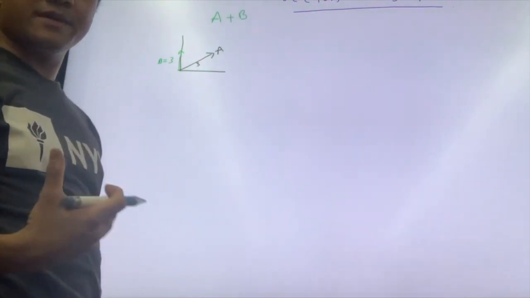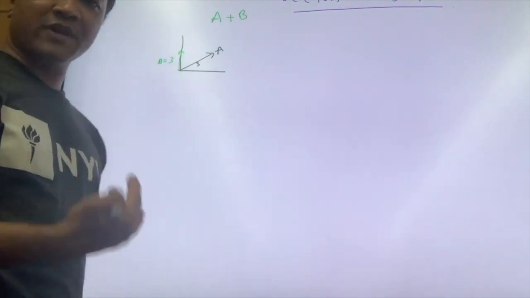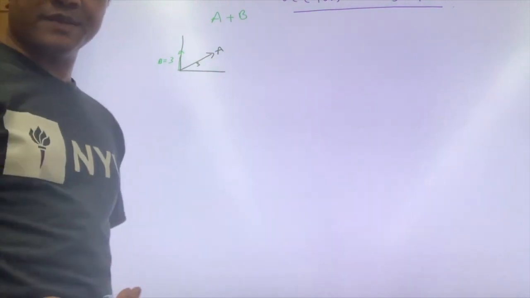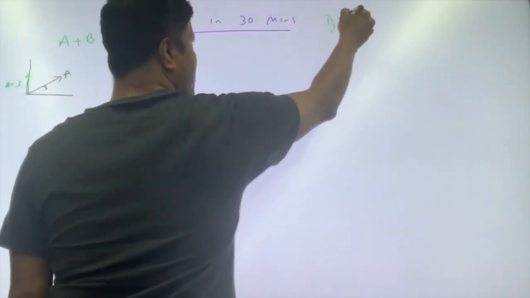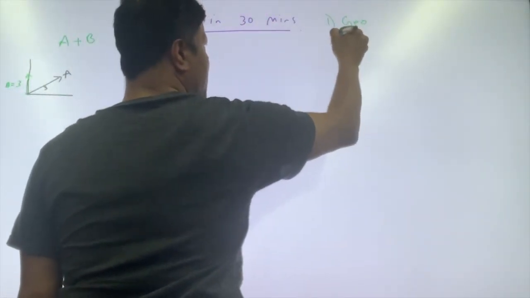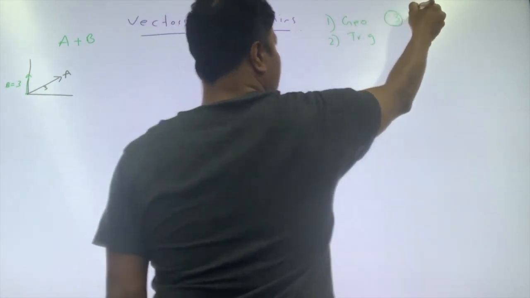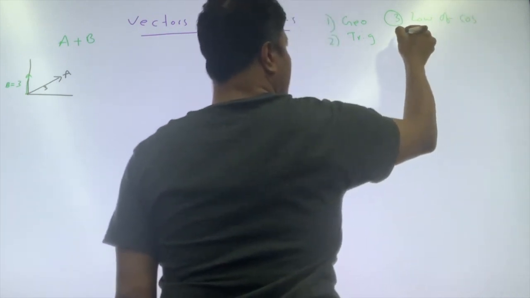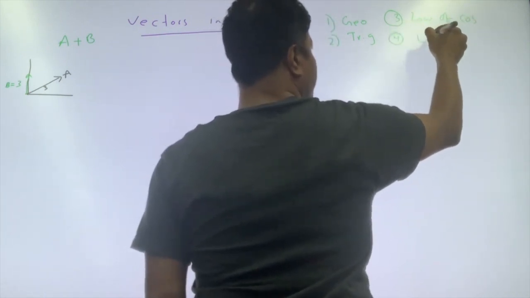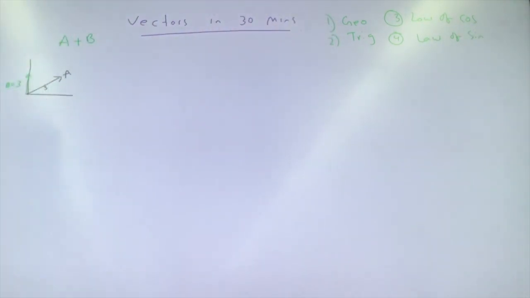We want to do it many different ways. By geometry, by trigonometry, law of cosine, and law of sine. So number 1, geometry. Number 2, trig. Number 3, law of cosine. Number 4, law of sine. So let's first do it with the geometry.